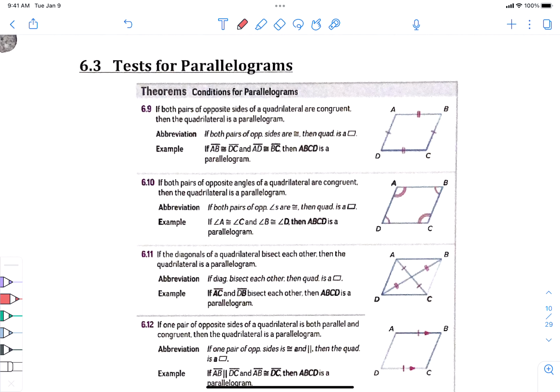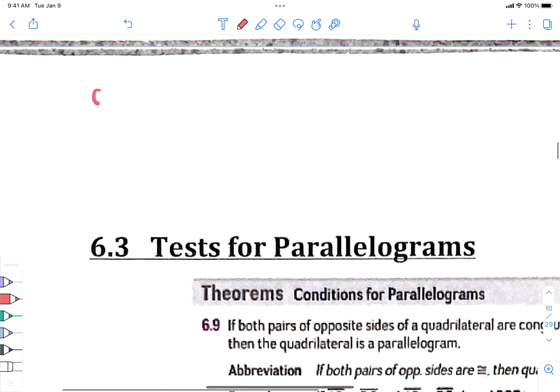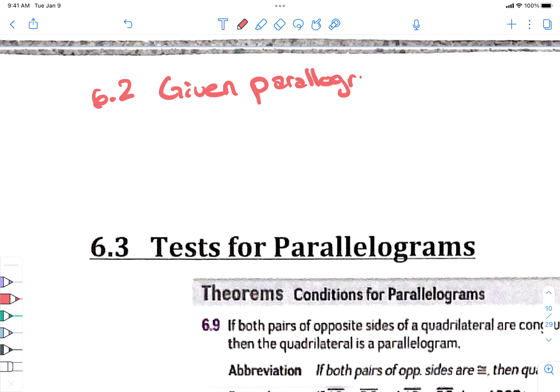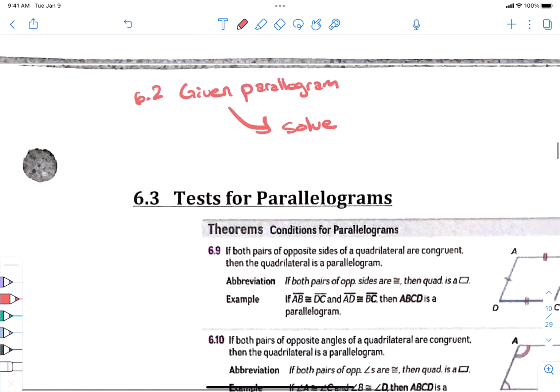6-3 is kind of the opposite of 6-2 in the fact that in section 6-2, they would give us a parallelogram. Given a parallelogram, they would say solve this. In section 6.2, they would say given it's a parallelogram, solve for x and y and z and b and whatever, right?